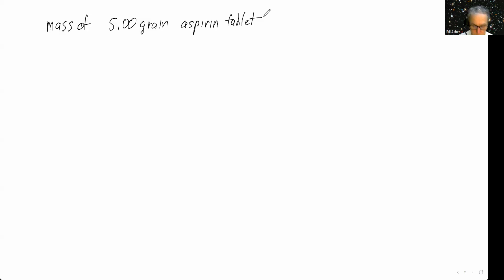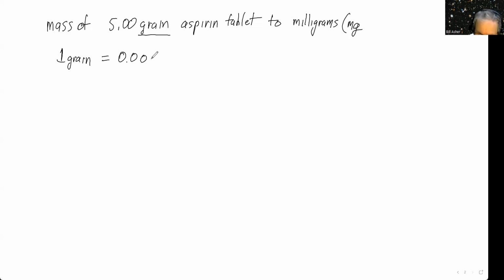And a grain is a pharmaceutical measurement of mass. We want to convert that mass to milligrams, which is mg. So 1 grain, oh, that's really ugly. 1 grain is equal to 0.00229 ounces, right?